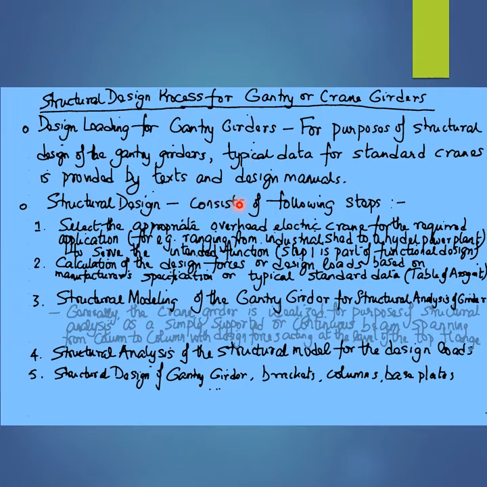Is provided by most texts and design manuals in the form of a table or a tabular format for the various tolerances, clearances, dimensions, capacities of the overhead electric cranes that are commercially available in the market.